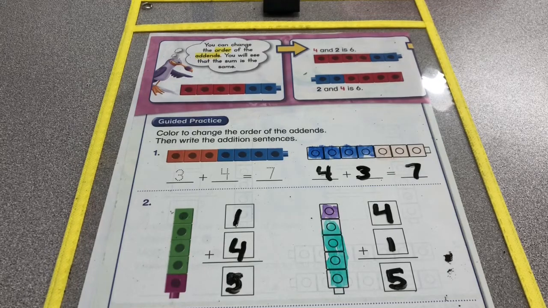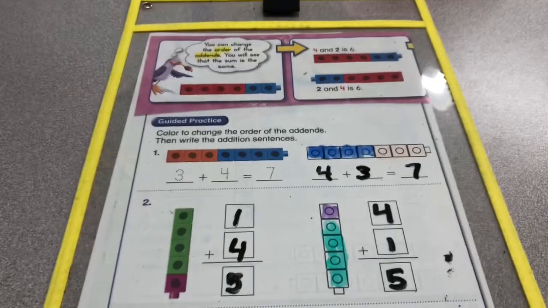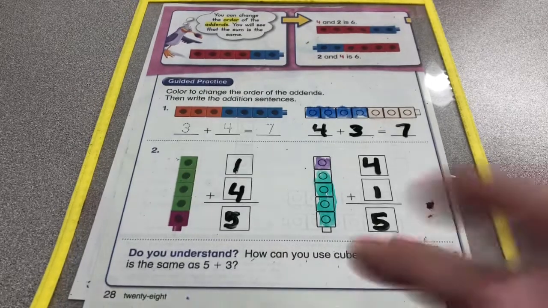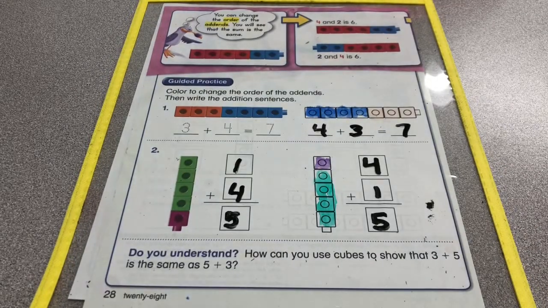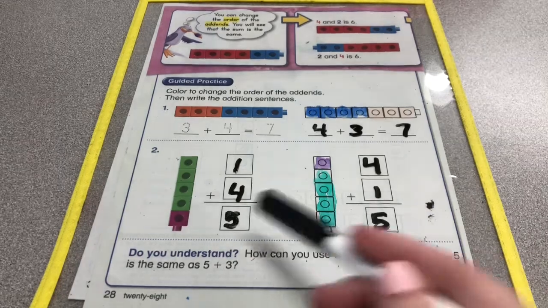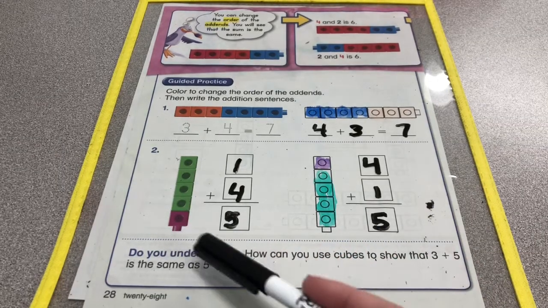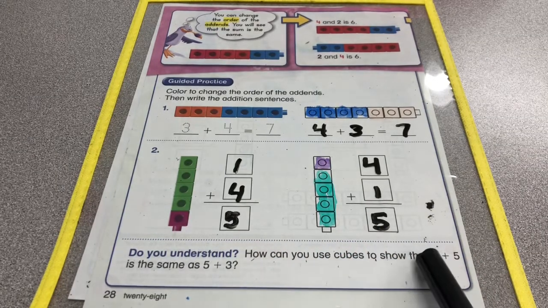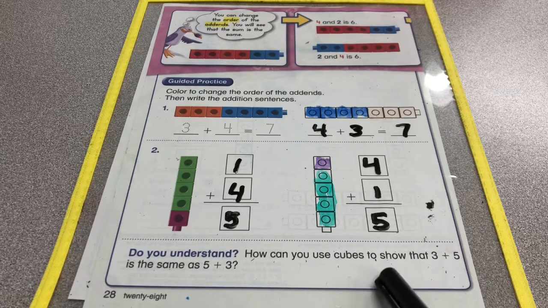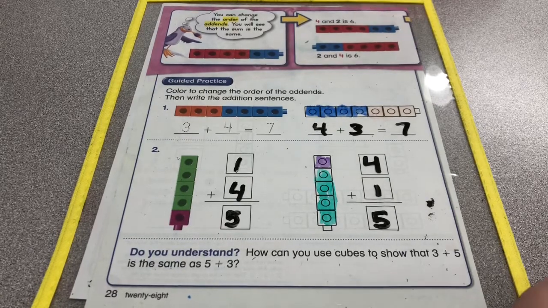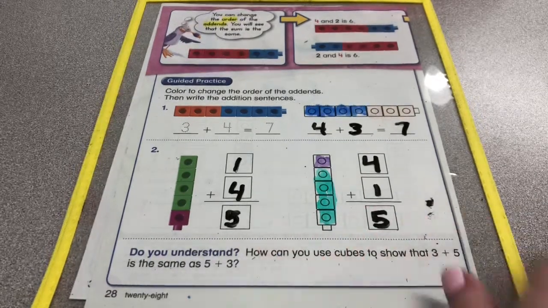All right. Very good. As always, we don't need to write an explanation for the do you understand? We just need to talk about it. And how can you use cubes to show that 3 and 5 is the same as 5 and 3? Well, you already did here. You swapped your parts. So 3 and 5, you'll draw maybe 3 blues and 5 reds, and then you'll swap them. Okay, and it'll still be 8, no matter which way you do it.